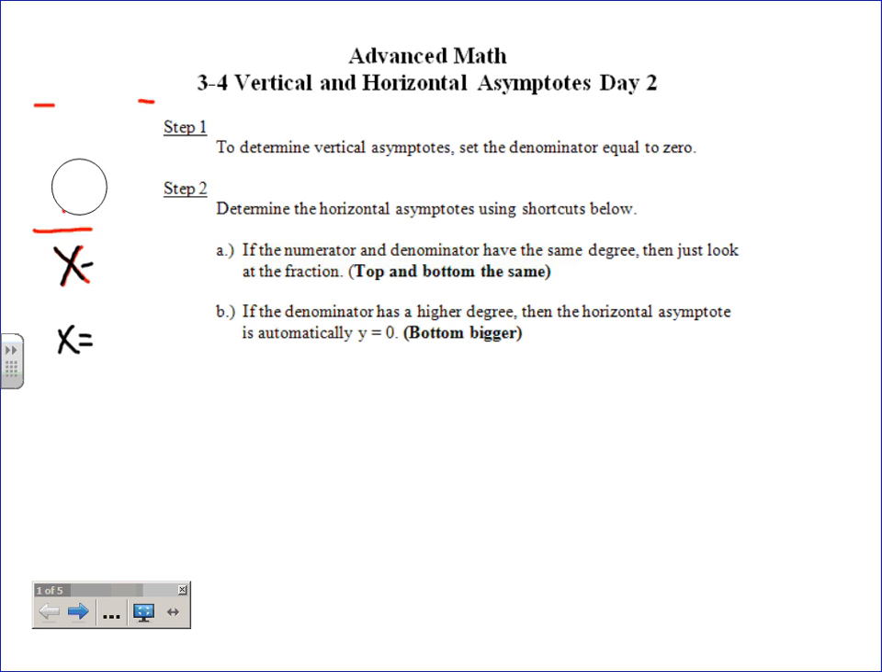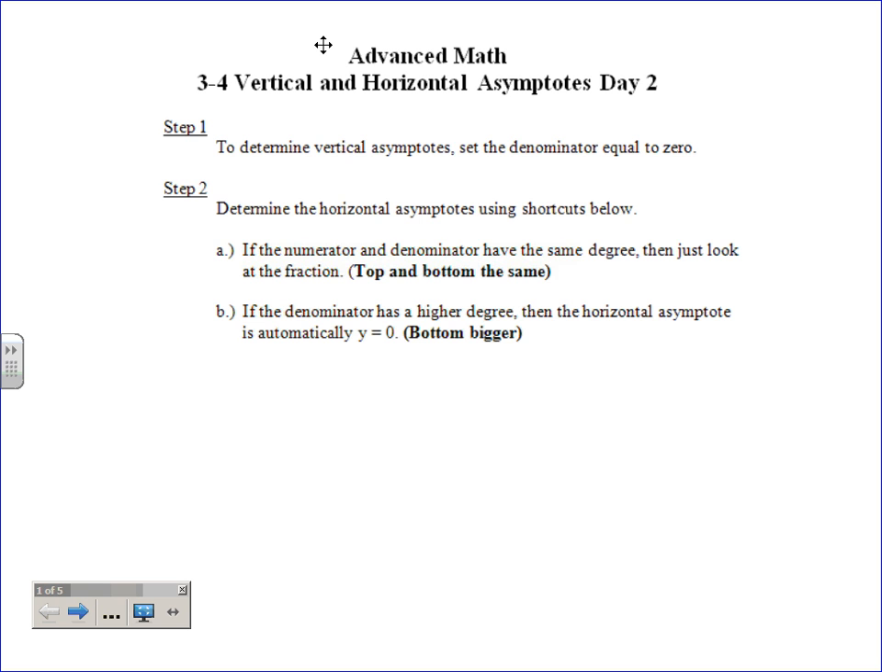So what you need to know for right now is step 1. If you have a rational function, set the denominator equal to 0. Whatever happens to be down there, set it equal to 0. Find the places that cause a problem. Those will be your vertical asymptotes. You agree x equaling a number is a vertical line. Okay. Step 2 is to find horizontals. Horizontal is going to be y equals a number, right? Those are your horizontal lines. Y equals a number. And I'm going to give you 2 options for today.